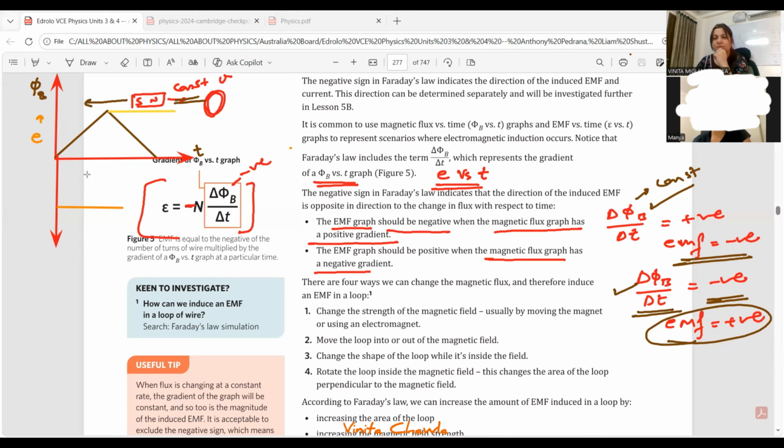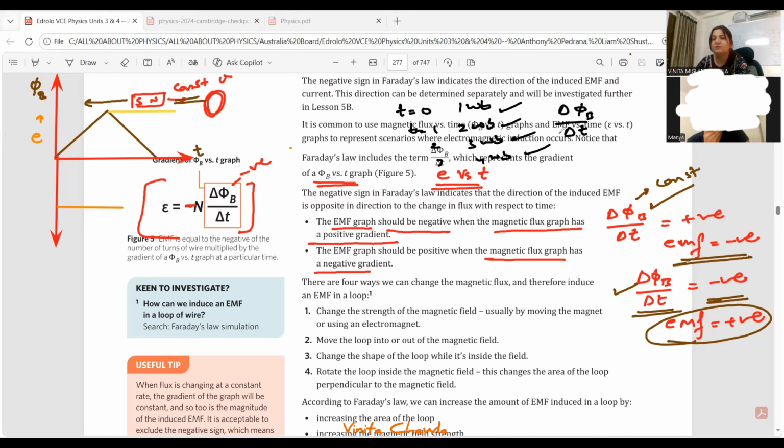Can you tell me about the constant EMF? Look, if your phi is changing, we know that, right? Suppose at 0 seconds your phi b is 1 Weber, and after 1 second it becomes 2 Weber, after 2 seconds it becomes 3 Weber, after 3 seconds it becomes 4 Weber. So every time magnetic flux is changing at a constant rate, it is increasing by 1 in 1 second, right? So del phi b by del t has a constant value.